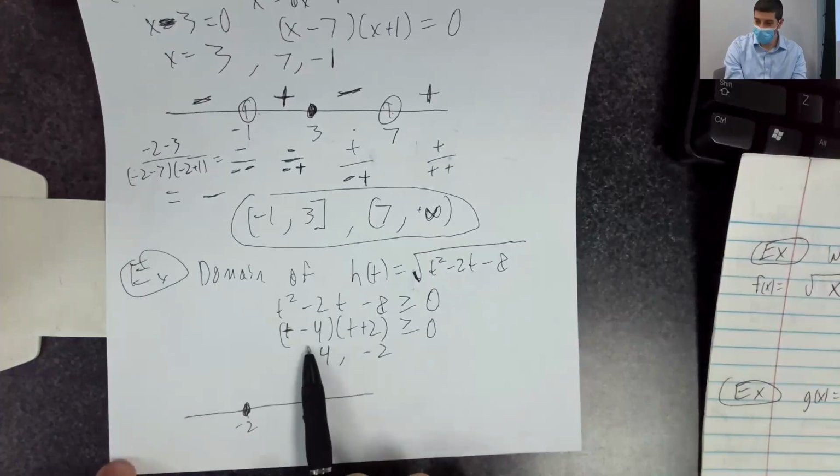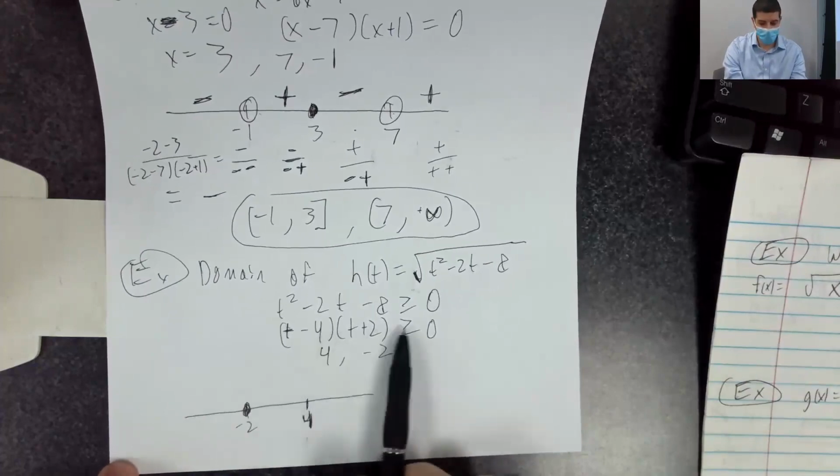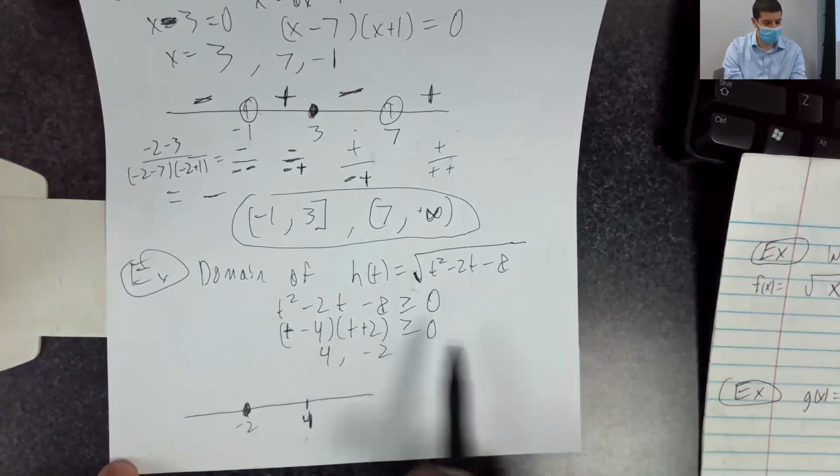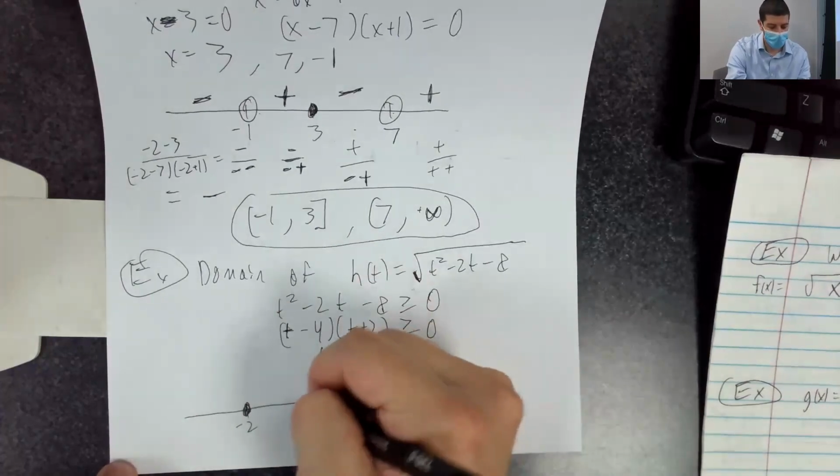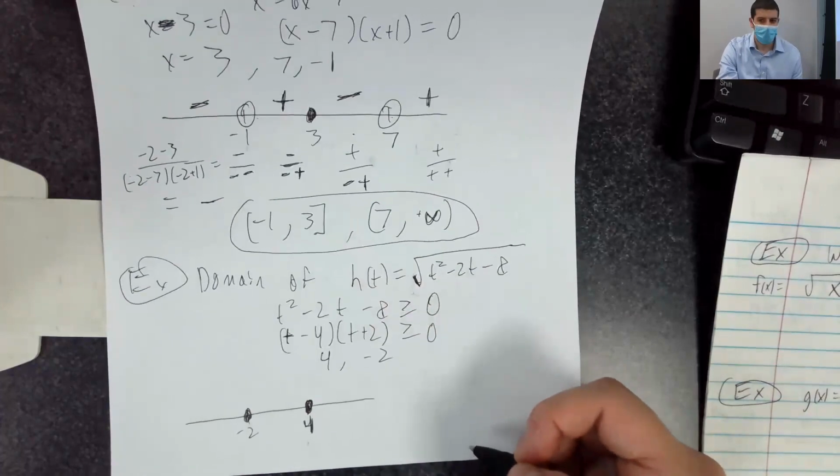And if I plug in 4, 4 minus 4 is 0. Is 0 okay? That's greater than or equal to 0. So that closed circle means I do want it. All right, so closed means it's a good thing. I want it to be part of my domain.